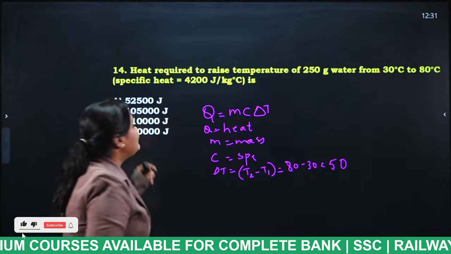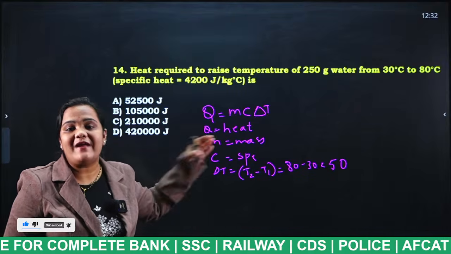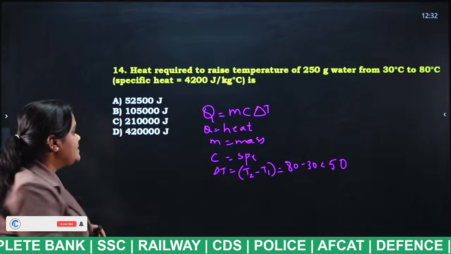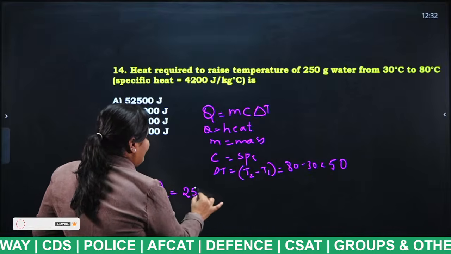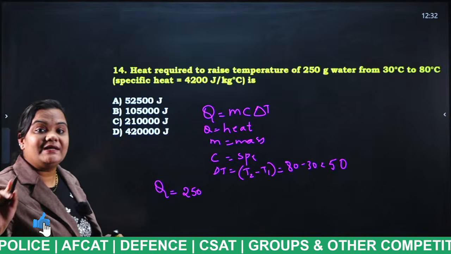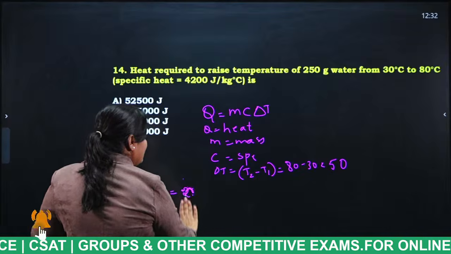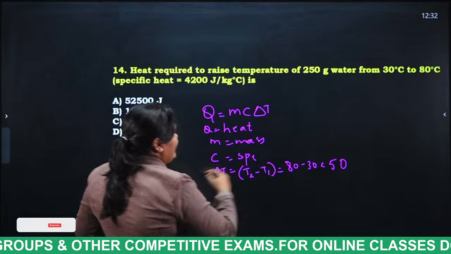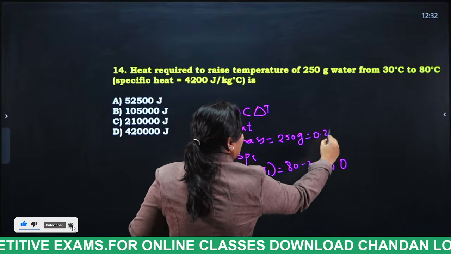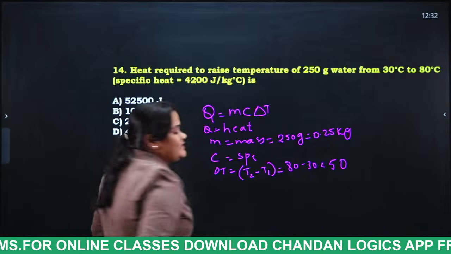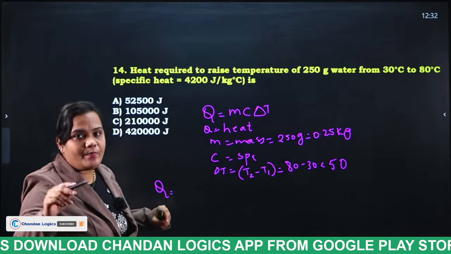Now try to solve this, students. I have already given you the formula and also the given values. So what is the heat required? Q is equal to, mass is 250 grams. We have to convert grams into kgs. How do we convert grams into kgs, students? 250 grams is 0.25 kg, because 1 kg is equal to 1000 grams.